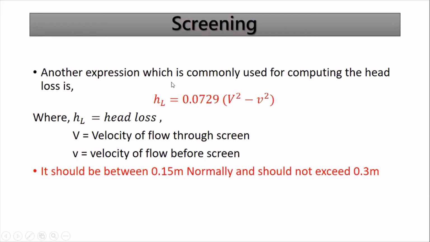Another expression which is commonly used for computing the head loss is HL is equal to 0.0729 in bracket capital V squared minus small v squared, where HL is the head loss, capital V is the velocity of flow through the screen, and small v is the velocity of flow before the screen. It should normally be 0.15 meter and should not exceed 0.3 meter.